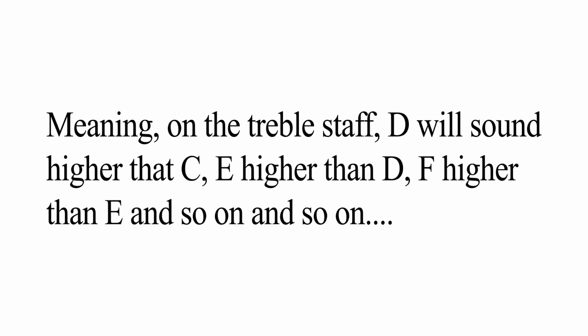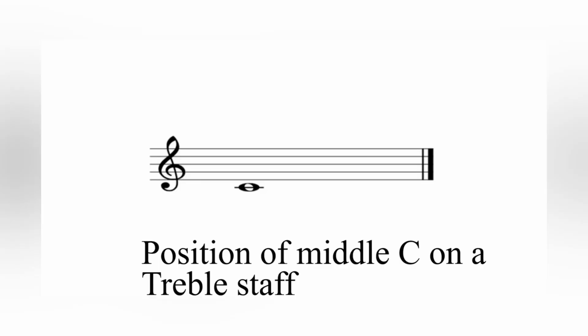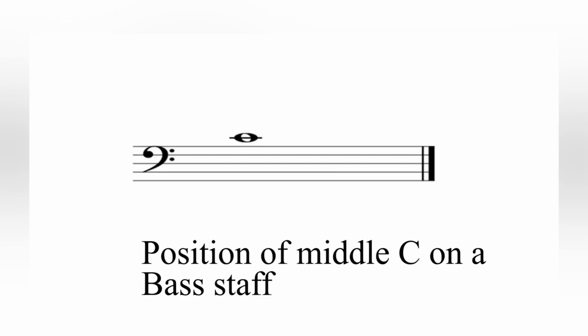Meaning, on the treble staff, D will sound higher than C, E will sound higher than D, F will sound higher than E, and so on and so on. And on the bass staff, C descends to B and to A and to G to F and so on and so on. If you are using the treble staff, this is the position of middle C. If you're using the bass staff, this is the position of middle C. The specific pitches are aligned to the individual pitches of piano keys or piano notes, like this.